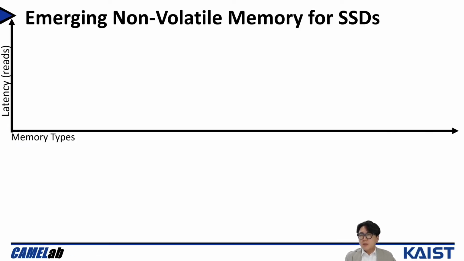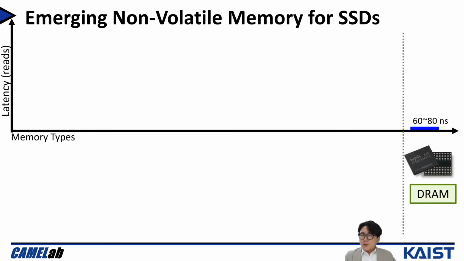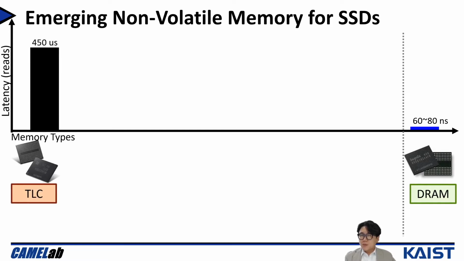So let me start with the discussions of emerging non-volatile memory trends in terms of, in particular, latency. This figure shows read latency behavior on the y-axis, and I listed the different memory technologies on the x-axis. I put the DRAM latencies as a baseline since emerging non-volatile memory performance gets close to DRAM's. And TLC is the most popular flash technology and supports 450 microseconds for reads.